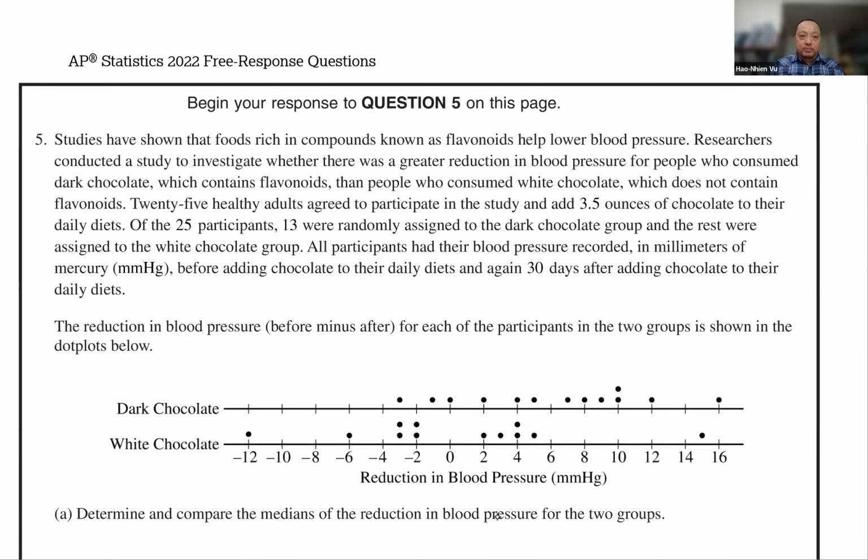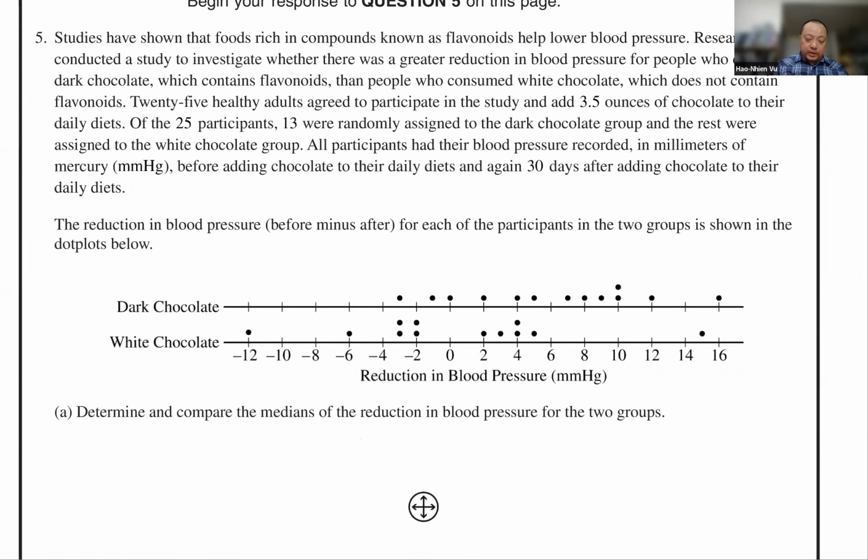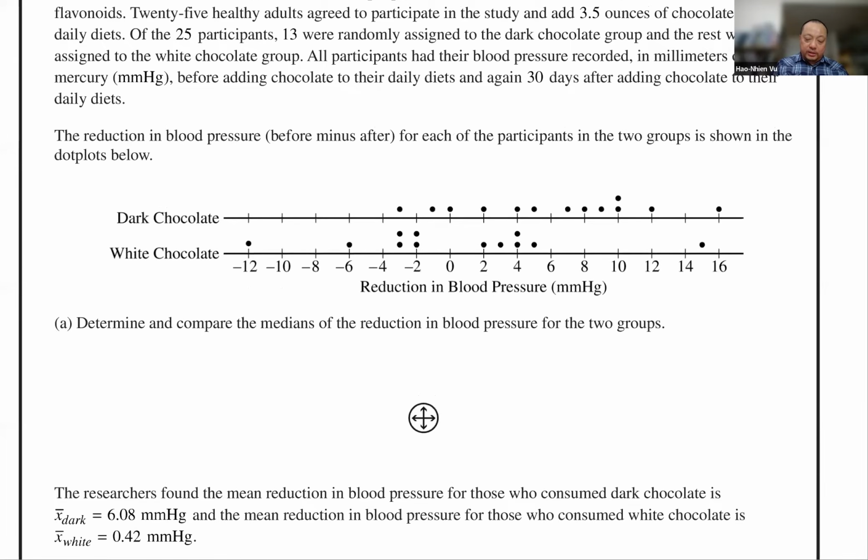The reduction in blood pressure is before minus after. So that means if there's a reduction, then before minus after would be a positive number. We prefer to have larger differences. We prefer to have positive differences. For each of the participants in the two groups, it is shown in the dot plots below. So there's a dot plot for dark chocolate and there's a dot plot for white chocolate.